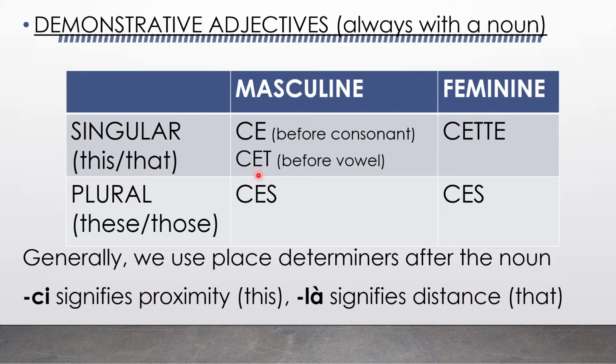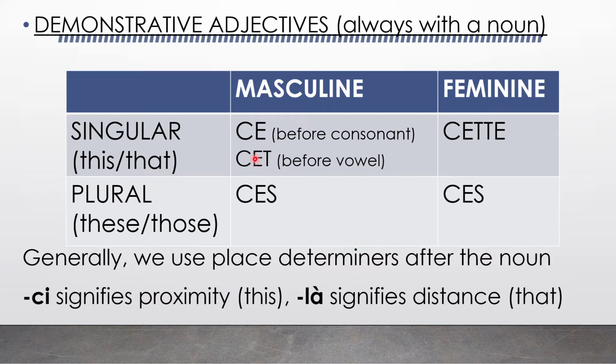You have already studied the demonstrative adjectives. That is ce and cet for masculine singular, cette for feminine singular, ces for both genders plural. Now how do you distinguish whether you're talking about this or that? Something that is close will be this, something that is far away will be that. How do you make the distinction between the two? You will use place determiners after the noun.